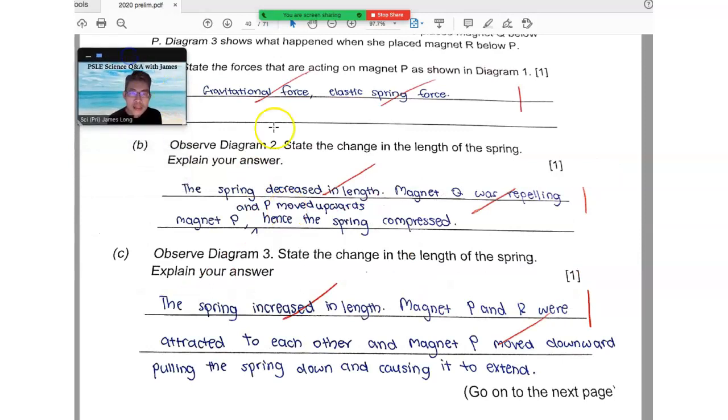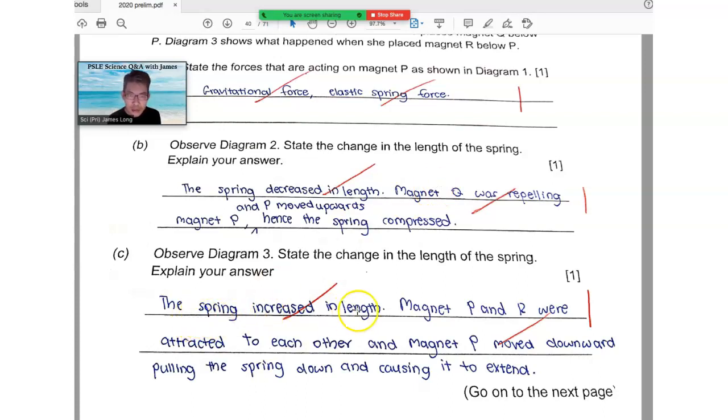Part B and C are very similar, but they are different at the same time. So state the change in the length of the spring. Of course, the spring decreased. Why? Because there was repulsion between Q and P. That's all I'm looking for here. I talk about there's compression because there's repulsion.